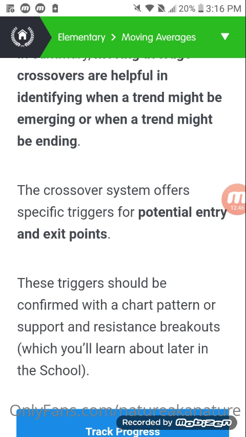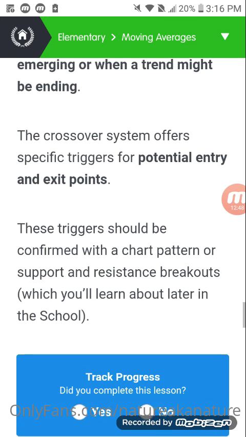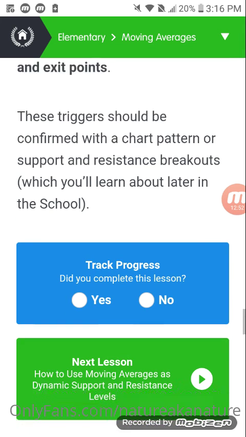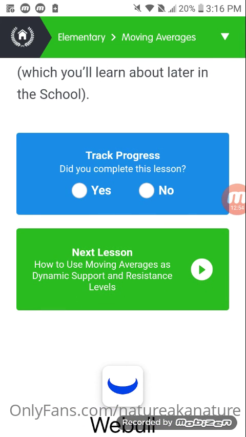So these triggers should be confirmed with chart patterns and support and resistance levels, which we will go over in our next video. So you will learn about that later in school. So use this. All right. Our next lesson will teach you how to use moving averages as dynamic support and resistance levels, which I was kind of already teaching y'all, how that moving average crossover was at a resistance level. Okay, we only trade at resistance and support levels, as y'all already know. I already taught y'all that. So, all right, gang, our next lesson: how to use moving averages as dynamic support and resistance levels.